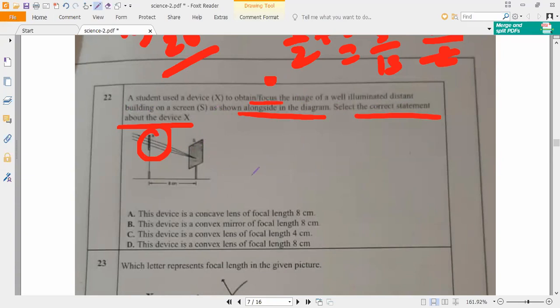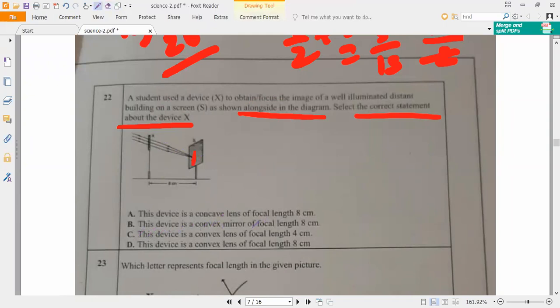Convex lens. Very good. And what is the focal length? You can check it. It is 8 centimeters, because the distance between the lens and the screen is 8 centimeters. So what is the distance between them called? The focal length, 8 centimeters. So that is how to remember.